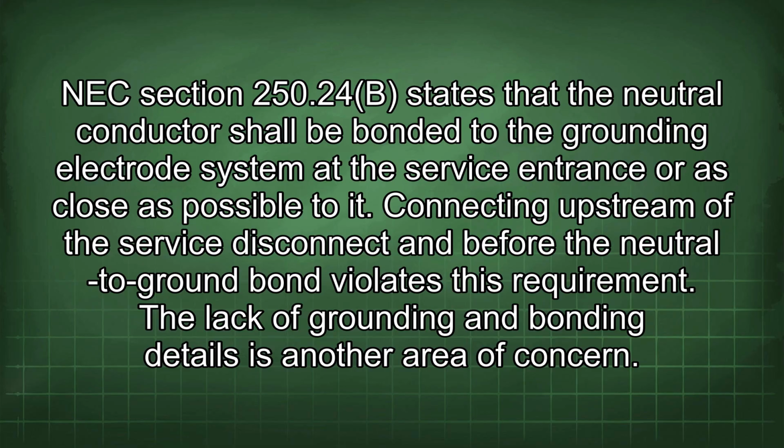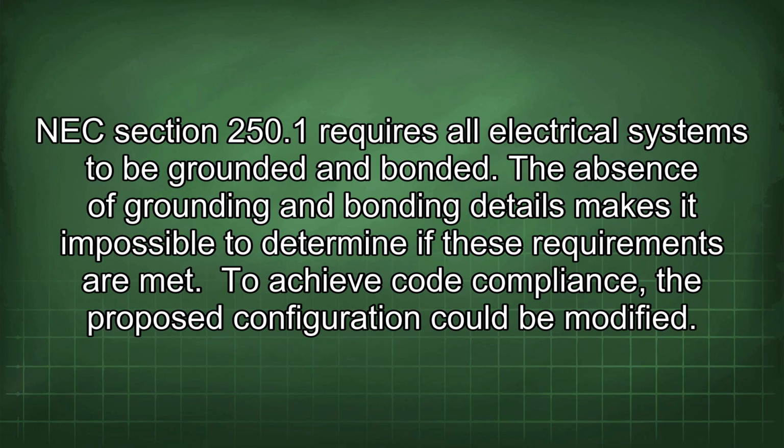The lack of grounding and bonding details is another area of concern. NEC section 250.1 requires all electrical systems to be grounded and bonded. The absence of grounding and bonding details makes it impossible to determine if these requirements are met.